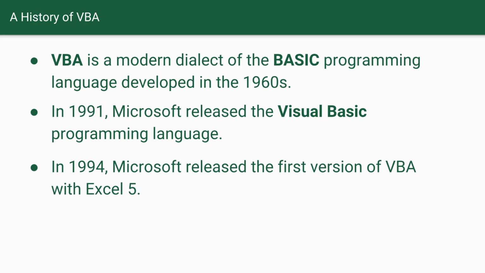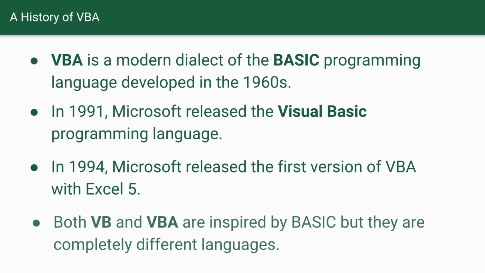In 1994, Microsoft released the first version of VBA, Visual Basic for Applications, with Excel 5. So again, VBA was inspired by Visual Basic, which itself was inspired by BASIC, but VBA can only be used within the context of existing Office applications. It can't be used to develop something outside of an Office application. So key takeaway, both VB and VBA are inspired by BASIC, but they are completely different languages.